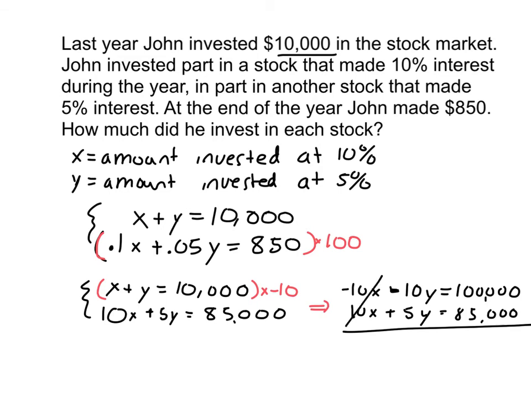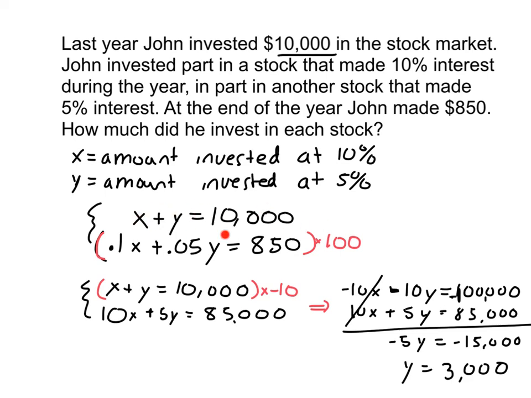These cancel, and I'm left with -5Y equals, and that should have been -100,000 because it was -10, so I'm left with negative 15,000. Divide both sides by negative 5, and I get 3,000. So Y equals 3,000.